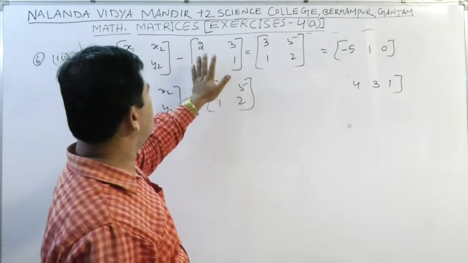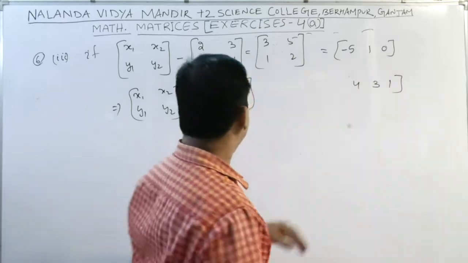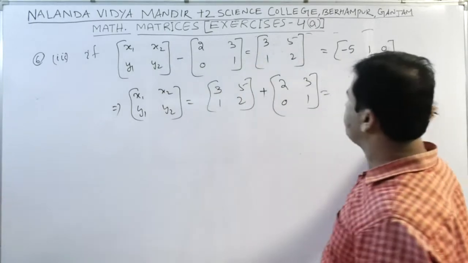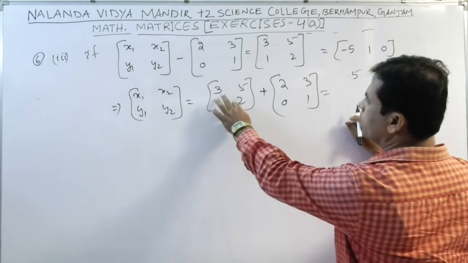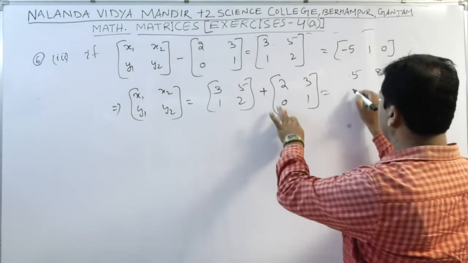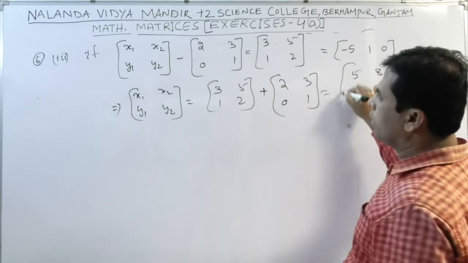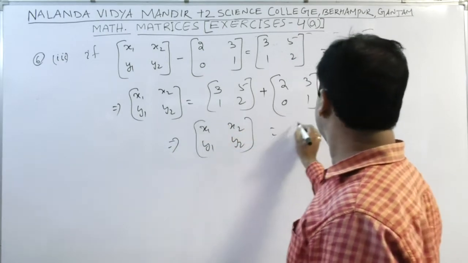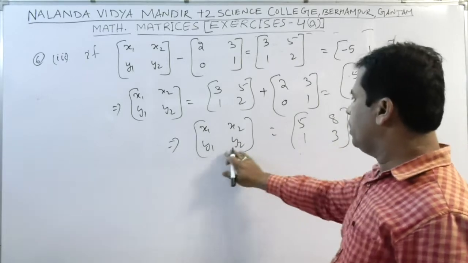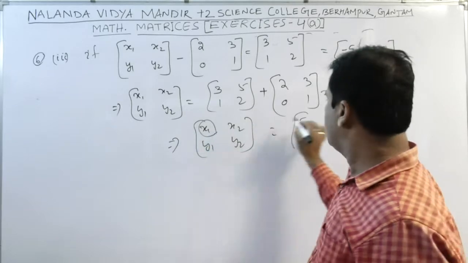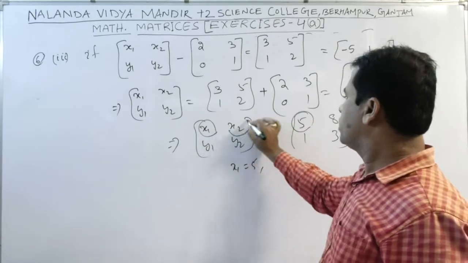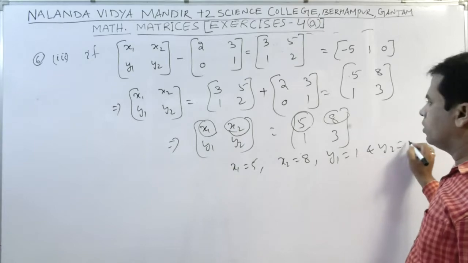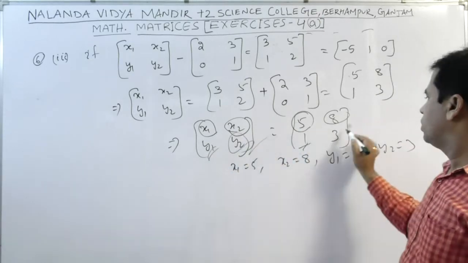Now, this is minus this. Therefore, if we take it to the right side, then we have written plus [2, 3; 0, 1]. Therefore, this is equal to 3 plus 2, 5; 5 plus 3, 8; 1 plus 0, 1; 2 plus 1, 3. Therefore, [x1, x2; y1, y2] is equal to [5, 8; 1, 3]. If these two matrices are the same, corresponding elements are also the same. Therefore, x1 is equal to 5, x2 is equal to 8, y1 is equal to 1, and y2 is equal to 3.